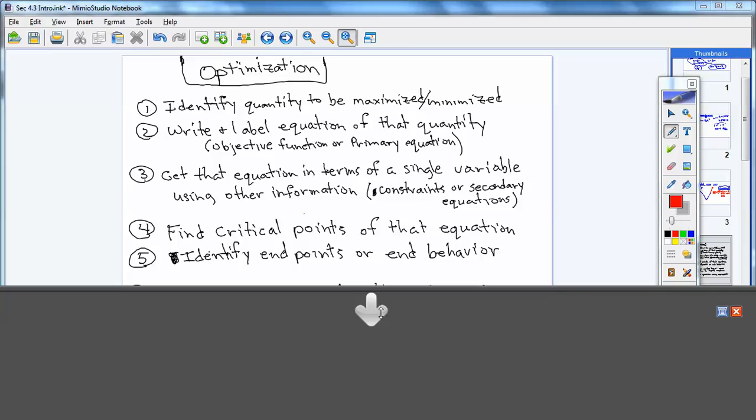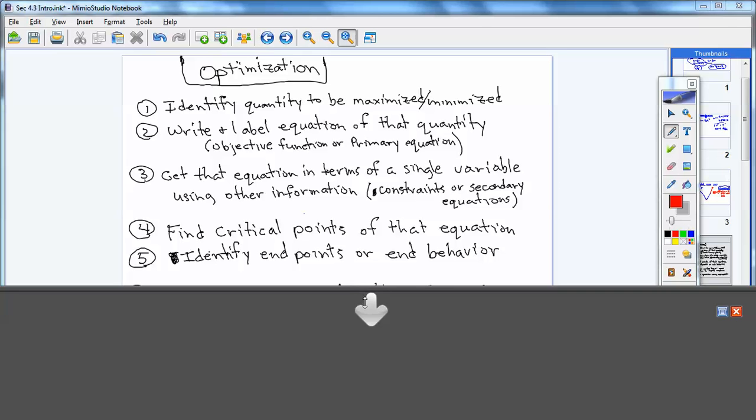Now, notice it says endpoints or end behavior, because sometimes there are no endpoints. It could go to infinity. Now, you really don't plug in infinity, but you can say, what does the profit do as the x goes to infinity? And then you can tell if it's a max or min, that kind of thing.